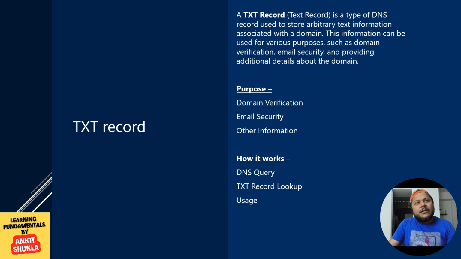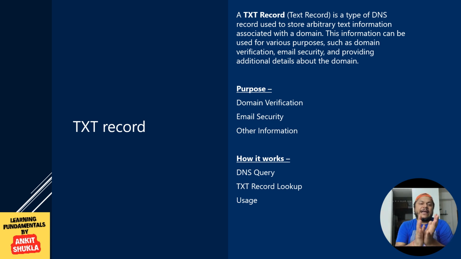Then the third purpose would be some other information, right? TXT records can store any text-based information that domain administrators or network administrators want to include, such as contact details or some additional configuration data. TXT can have other sets of information as well.